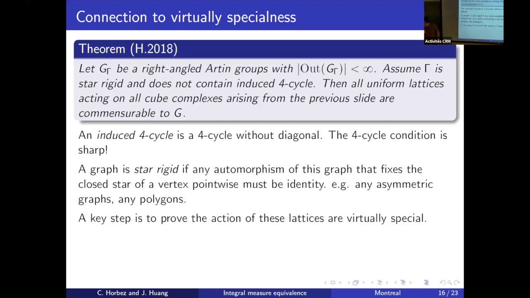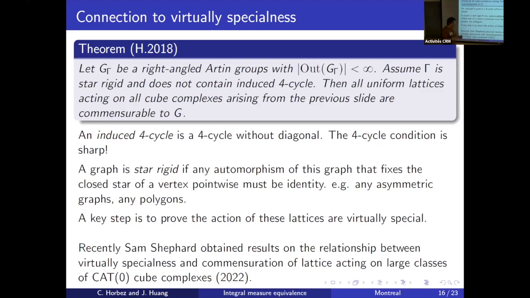Okay, so I should say that the key statement. How is this connected to virtual specialness? A key step is to prove that the action of all these lattices is actually virtually special. Once you get virtual specialness, you could ask what the relation is between virtual specialness and commensurability. And I should say that very recently there is a much more general result than what I originally proved.